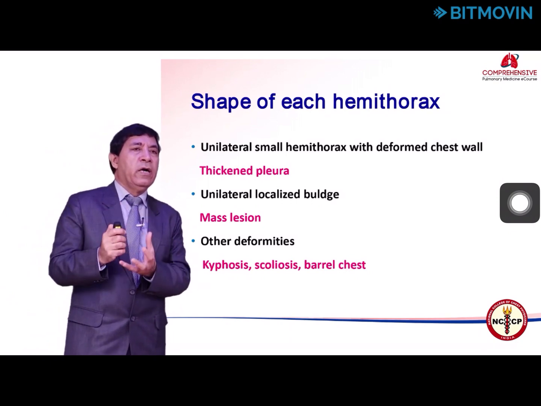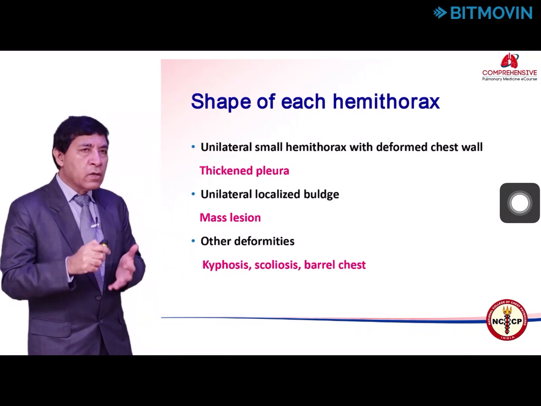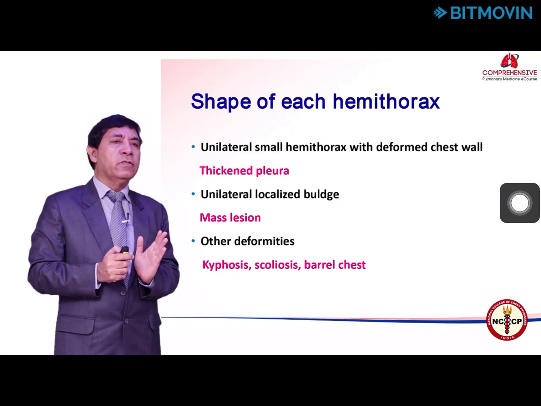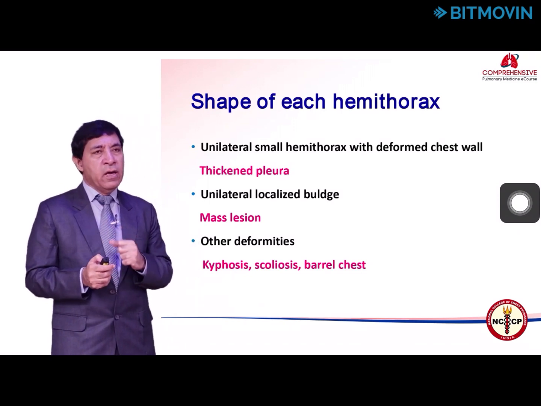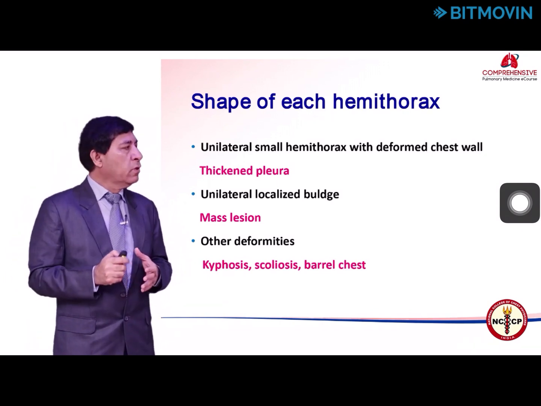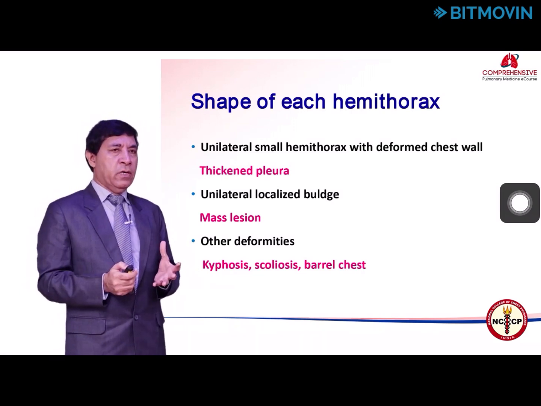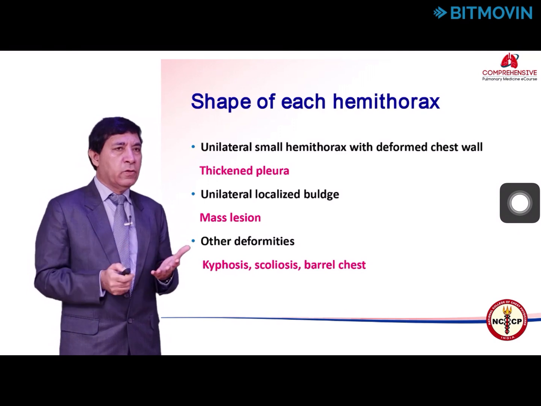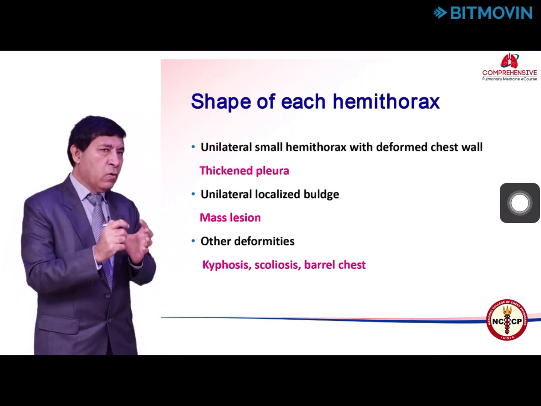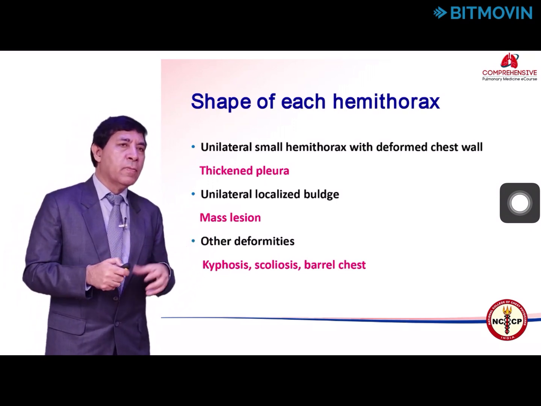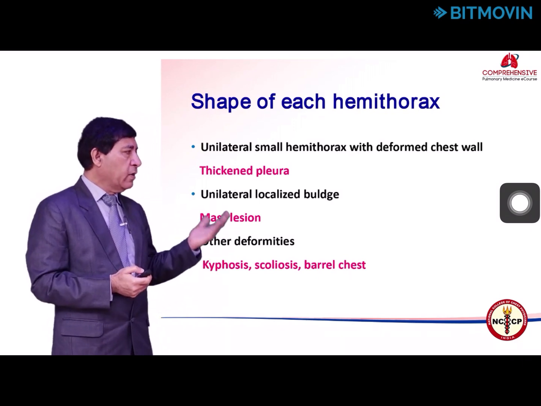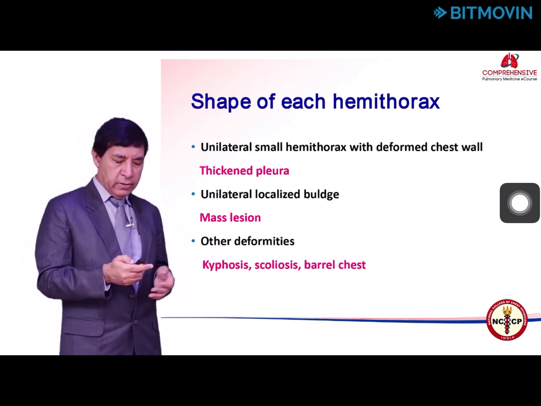So this would result in deformity, loss of the regular contour of the chest wall, and this will usually be compensated by a scoliosis with a concavity facing the same side, as well as the downward movement of the shoulder on that side. So the patient will come with a very typical posture, and you can actually make a spot diagnosis for significant thickened pleura when a patient walks into your office. If you have a localized bulge, then it can be due to a mass lesion which is eroding the chest wall, and other deformities should also be looked for, like kyphosis, scoliosis, barrel chest, and these things.